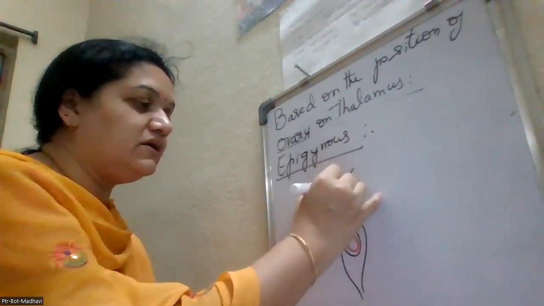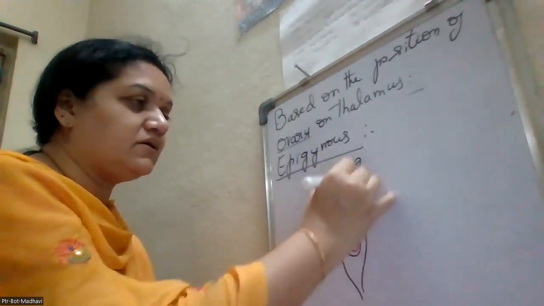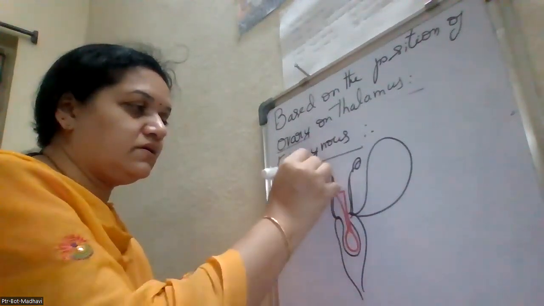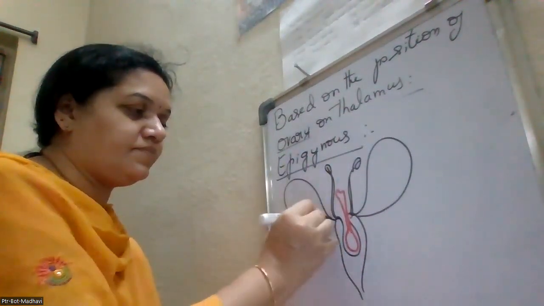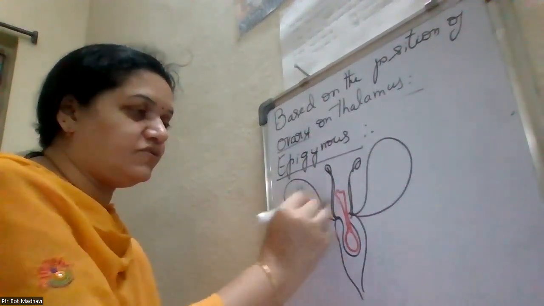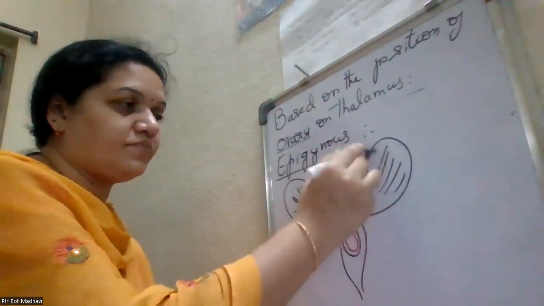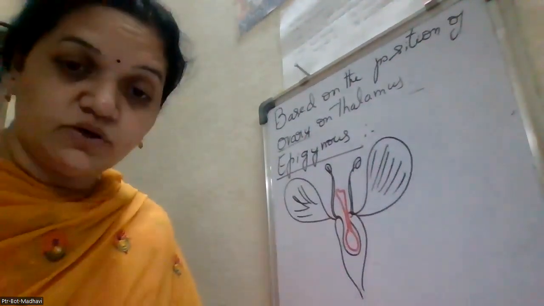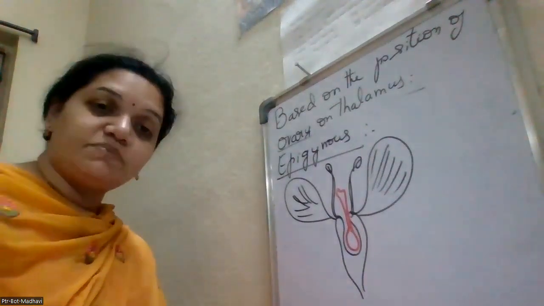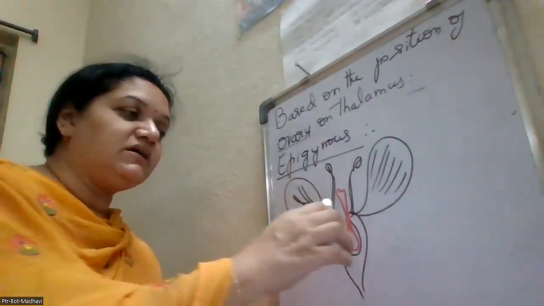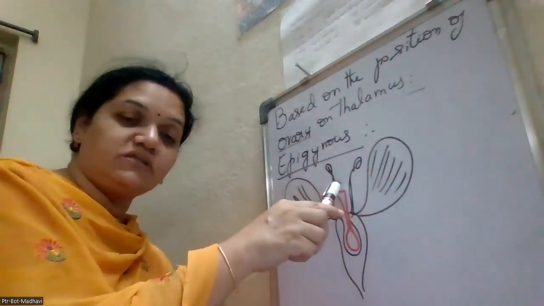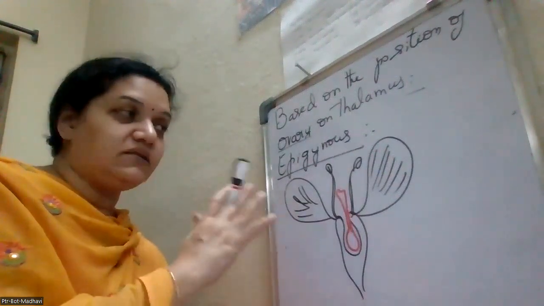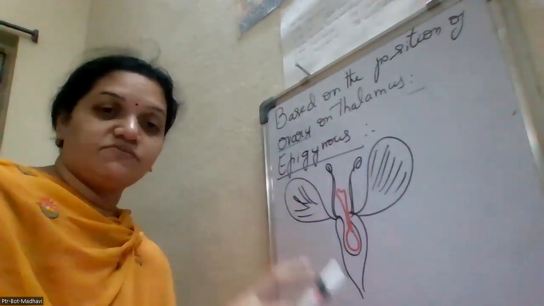In this, the thalamus has a big groove where the complete ovary is present inside the thalamus, leaving the style and the stigmatic lobes above the thalamus. That type of ovary is called the inferior ovary, and the flower is called the epigynous flower.